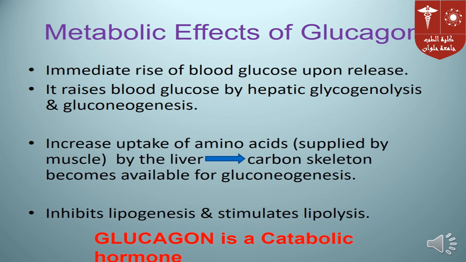So this is the way glucagon acts. It stimulates hepatic glycogenolysis and gluconeogenesis. Gluconeogenesis from which substrate? From amino acids. It increases the uptake of amino acids into the liver, so the liver can use them as substrate for gluconeogenesis. Also, glucagon inhibits lipogenesis and stimulates lipolysis because it's a catabolic hormone, opposing insulin. Insulin is anabolic while glucagon is catabolic.